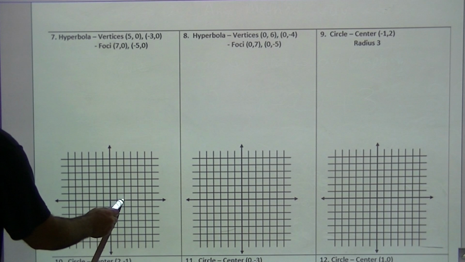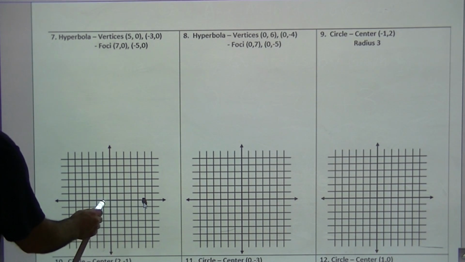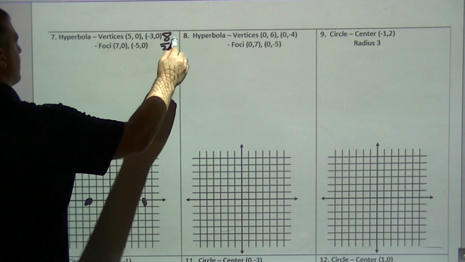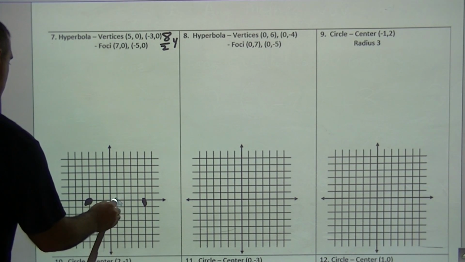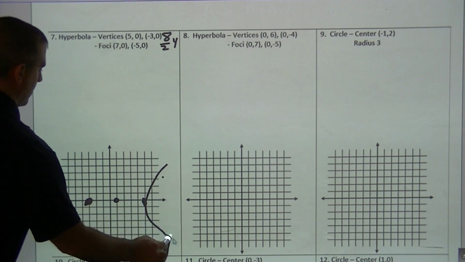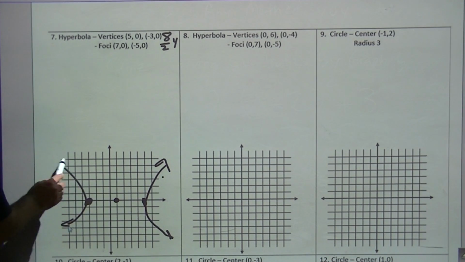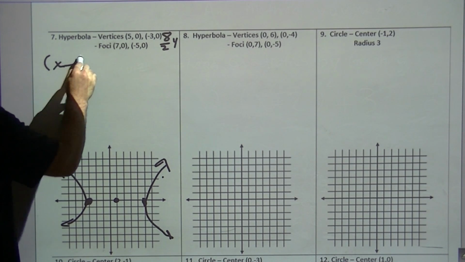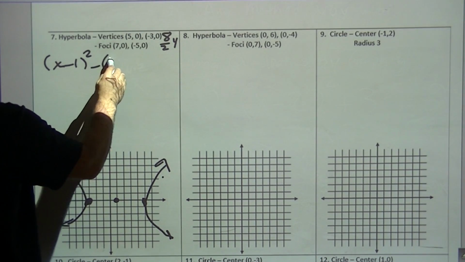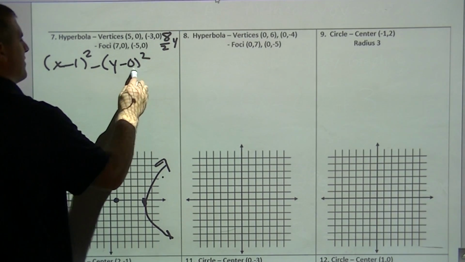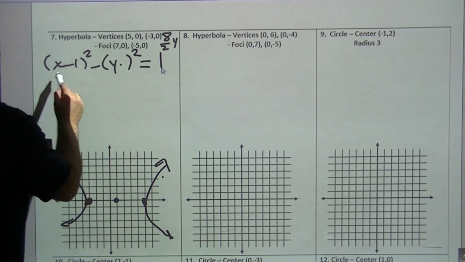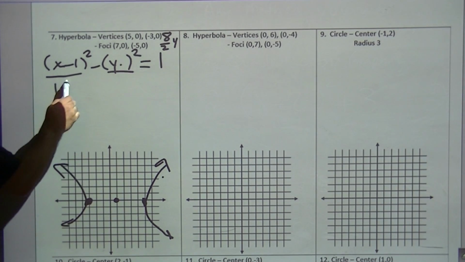Okay, 1, 2, 3, 4, 5, negative 3, 0, which puts me at 8 spaces for the whole thing. Divided by 2, that means 4 spaces in: 1, 2, 3, and 4. So my center is here. Since it's going to open this way, because those are the vertices, x will be first. X minus 1 squared minus y minus 0 squared, or actually I don't even have to put 0 minus 0, equals 1. The 4 spaces we counted would make this 16.